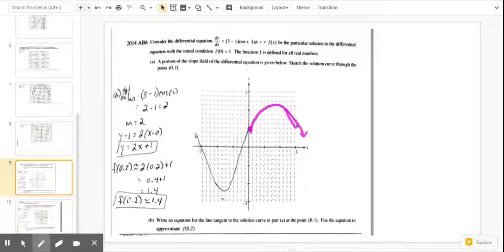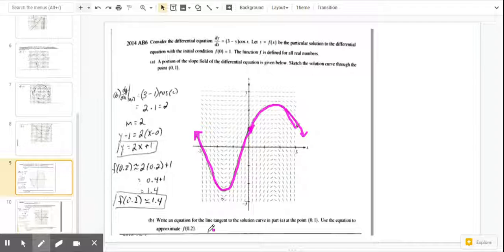Maybe a little better than what I just did there. Go with the slopes. We've got a turning point here. Slopes become positive, they go up like that. Not positive, that's negative. Don't mind me. So negative slope, turning point, positive slope, turning point, negative slope. All right, so that's our sketch of the solution curve. It looks like a trig function, which makes sense because we've got a cosine in here. All right, so that's part A.